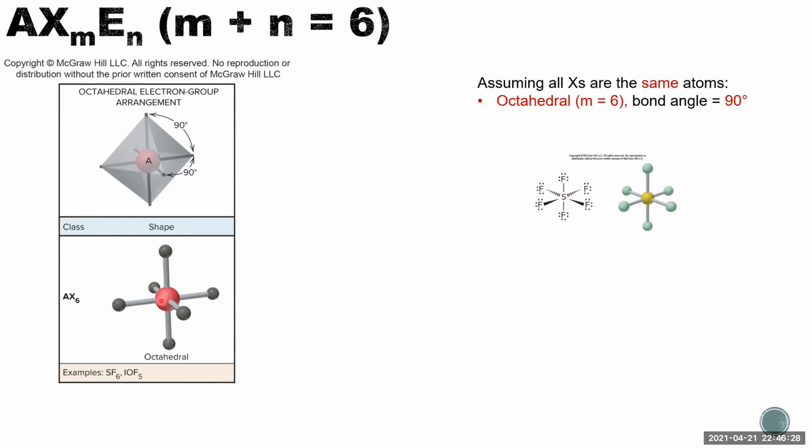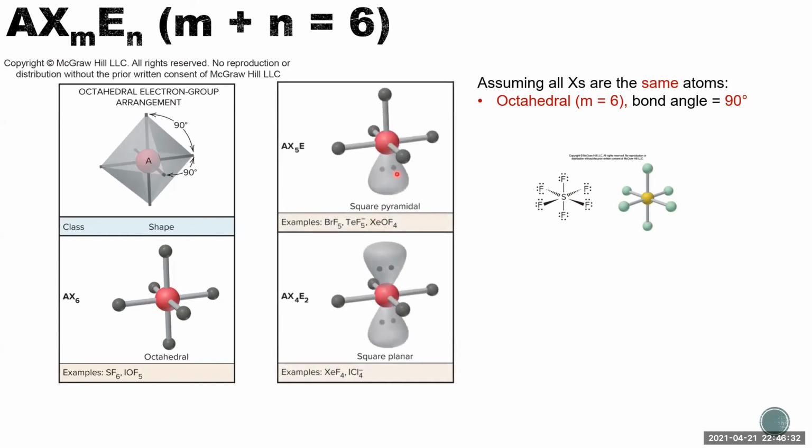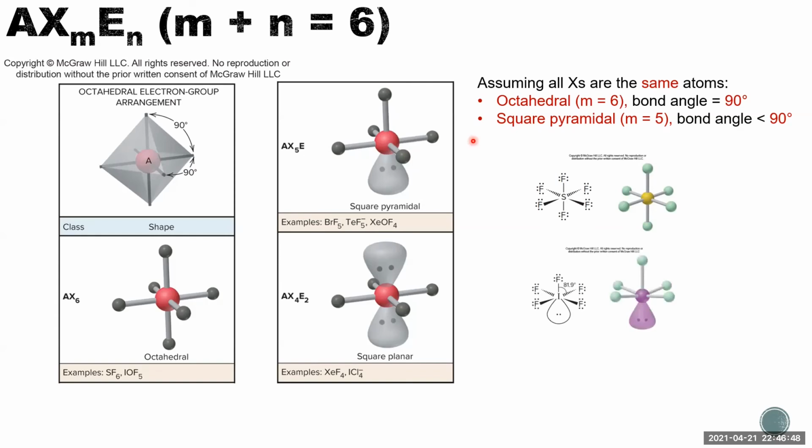Also in this case, the central atom may have some pairs of electrons. If the central atom has 1 pair of electrons, the leftover species is square pyramidal. M equals 5, n equals 1. The bond angle here will be smaller than 90 degrees. Okay, an example is iodine pentafluoride.